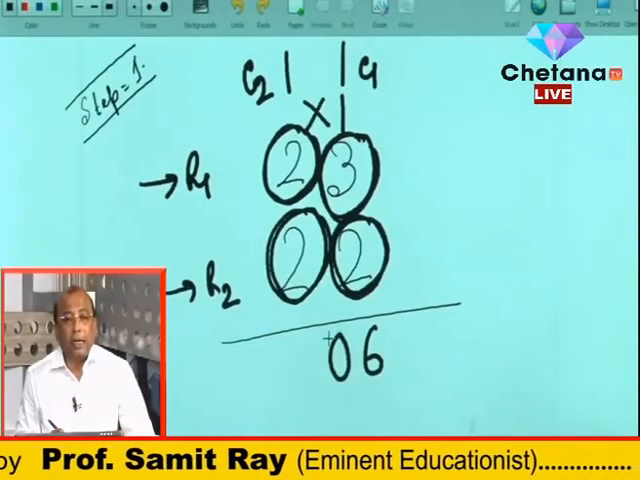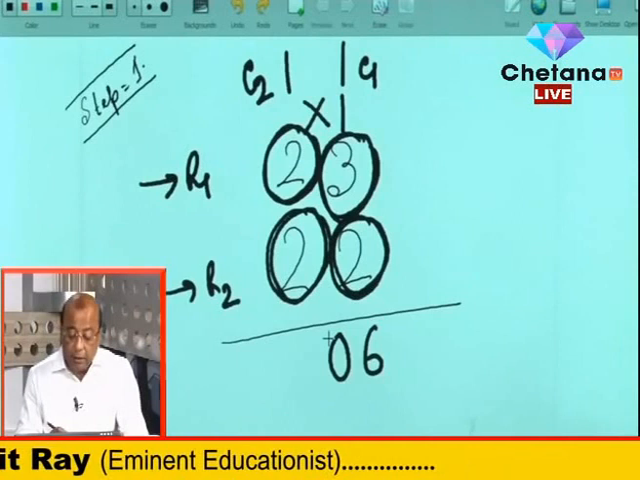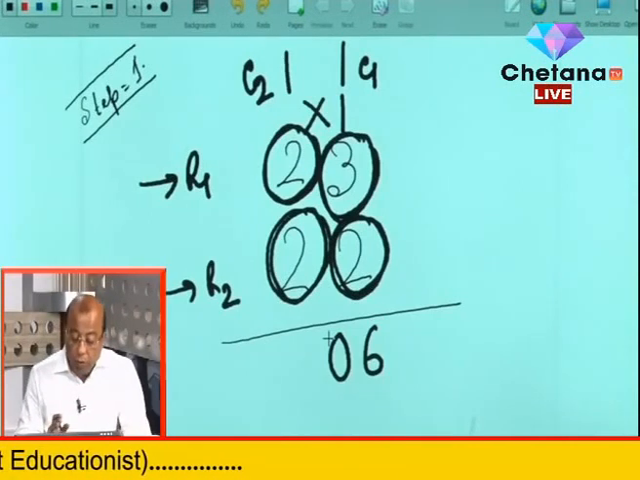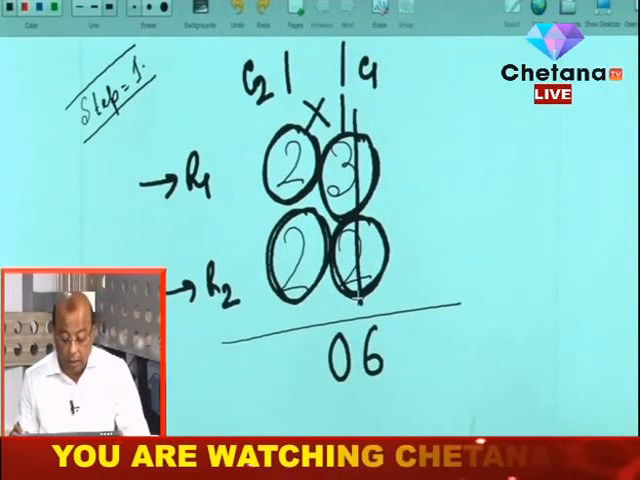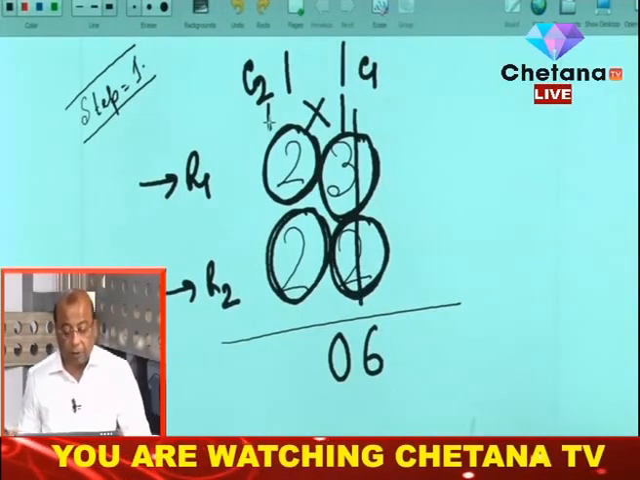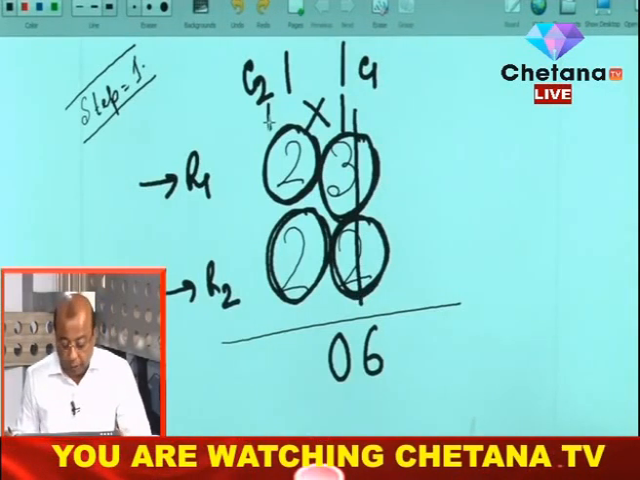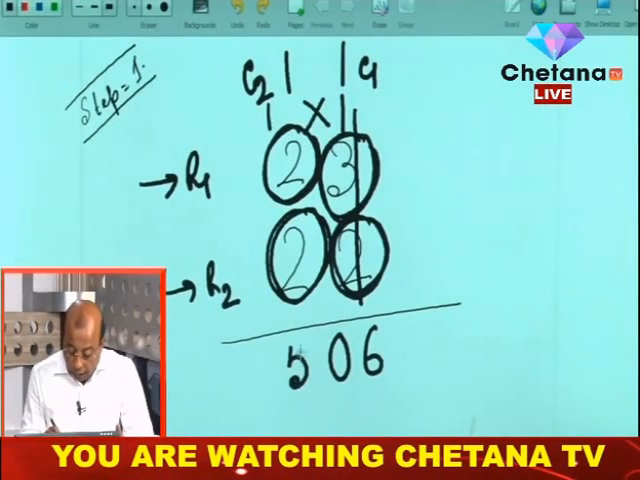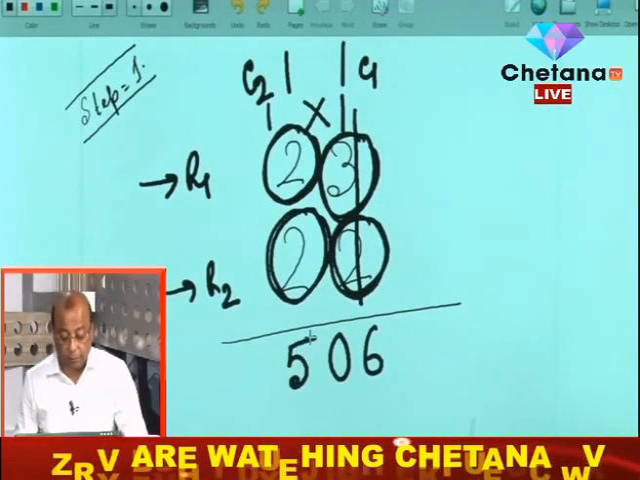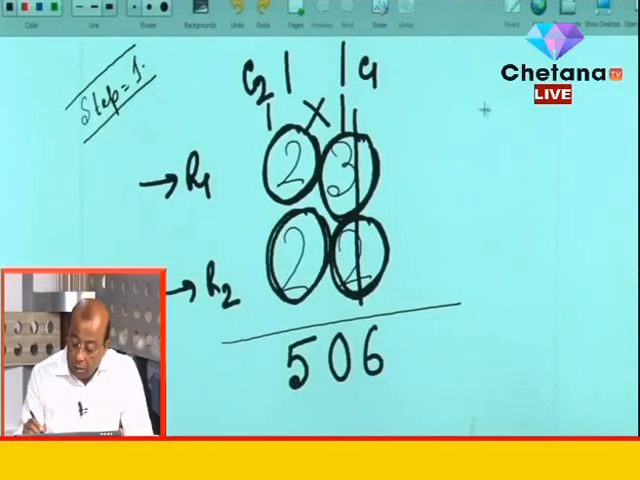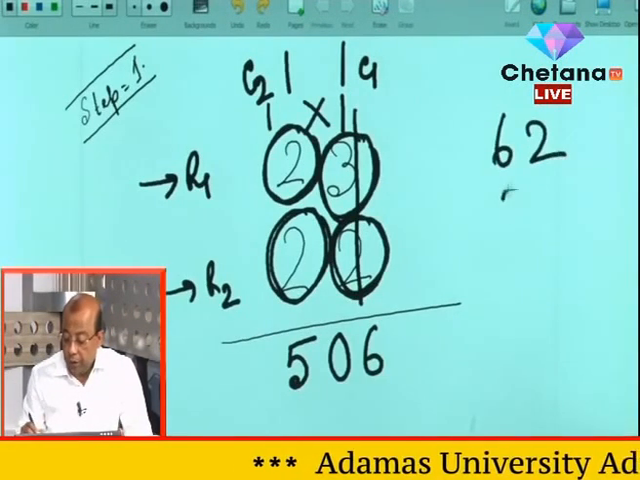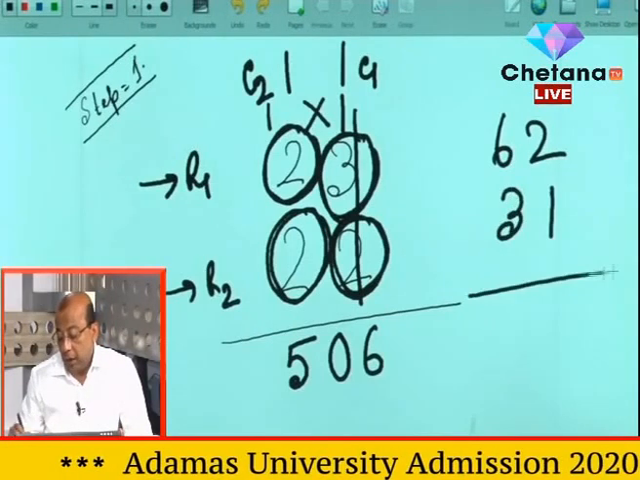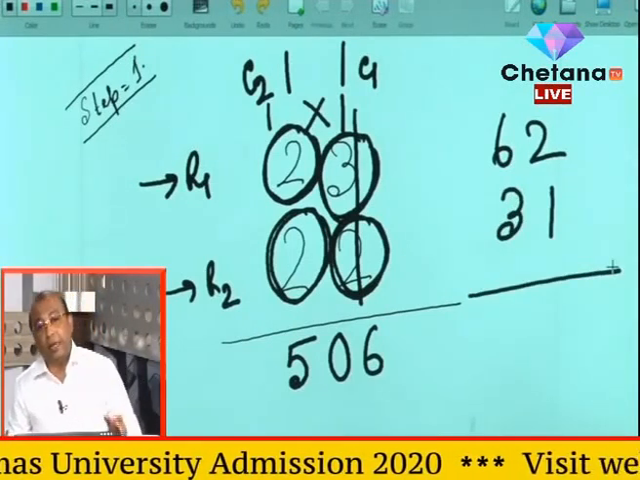0, 1 in hand. When we consider the two columns, we omit the first column. That means we cancel this column. Again we multiply straight: 2 into 2, 4, plus 1, 5. So the answer is 506. Again we will consider another example, like 62 into 31. Please try to understand, then you will take the notes.